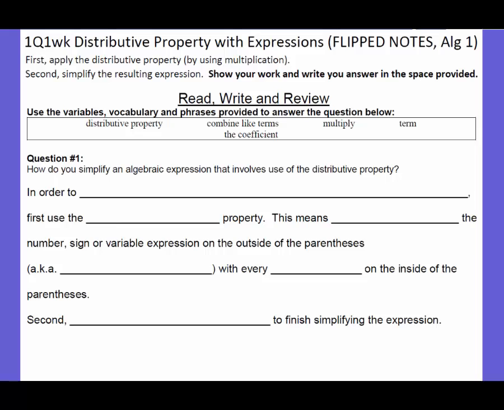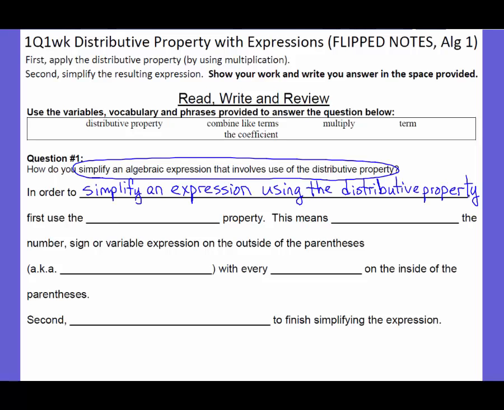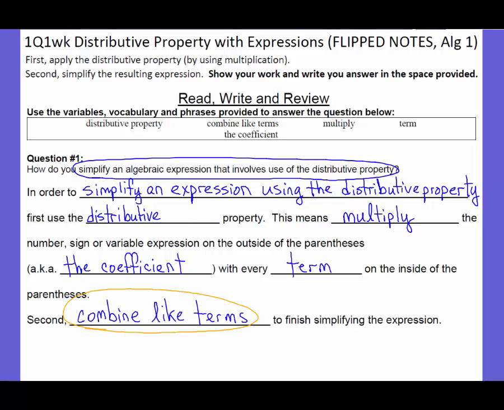Let's begin. How do you simplify an algebraic expression that involves use of the distributive property? Let's take a part of the question and put it as our answer. In order to simplify an expression using the distributive property, first use the distributive property. This means multiply the number, sign, or variable expression on the outside of the parentheses, that is to say, multiply the coefficient with every term on the inside of the parentheses. Second, combine like terms to simplify the expression.